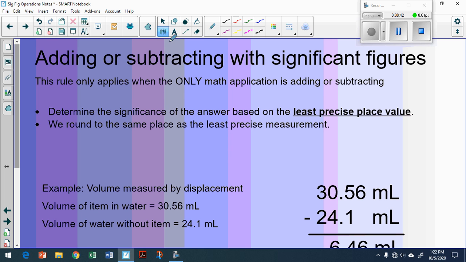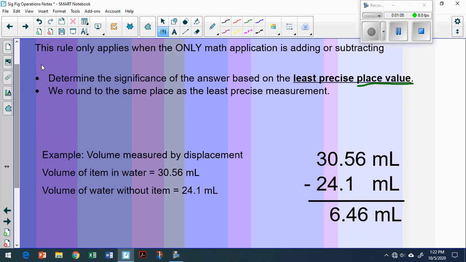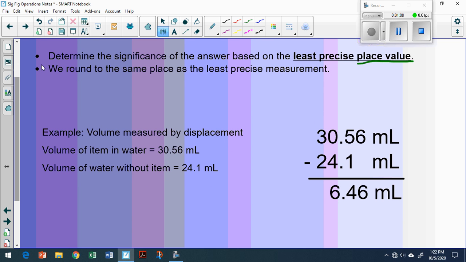If we are exclusively adding or subtracting, so there is nothing else happening except for adding and subtracting, we are going to care about the place values of the measurements involved. And since we can't report more than the least precise place value, we're going to use that as a way to cut off or decide where to round our final digit. What you're essentially doing is establishing that estimated final digit.